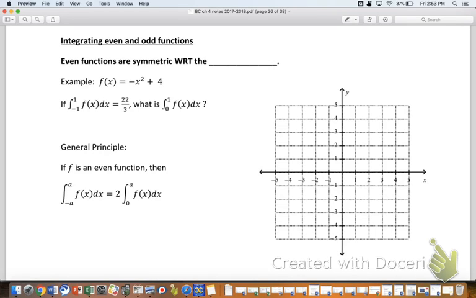There are lots of really interesting characteristics of evens and odds. We are going to focus on the things that we need to focus on. Even functions are symmetric with respect to what? The y-axis. That is correct.